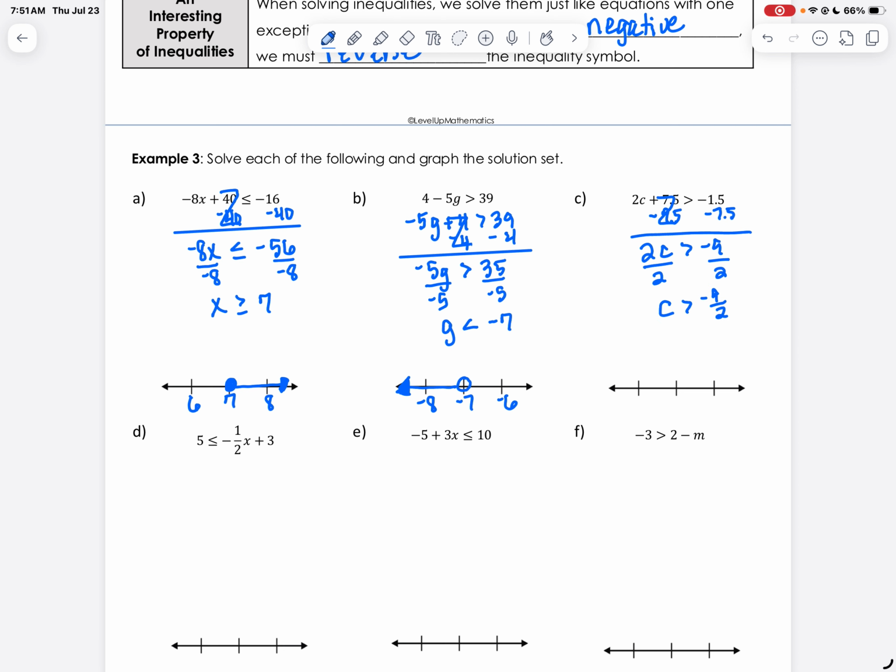Now, to plot this, I'm going to have you write that as a decimal. Negative 9 over 2 is equivalent to negative 4.5, simply because it's easier to graph a decimal than it is a fraction. So I'm going to put negative 4 here, negative 5 here, and negative 3 here. To graph greater than negative 4.5, I would put an open circle at negative 4.5, and I would shade to the right since it's greater than.